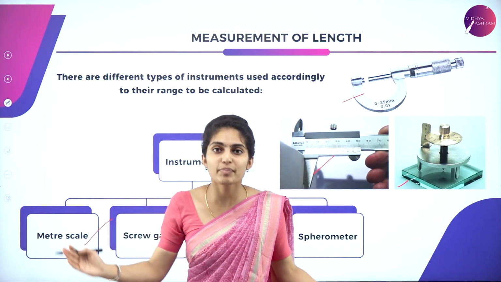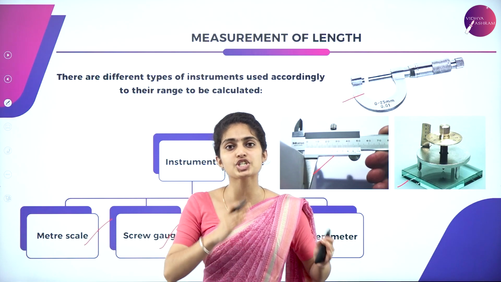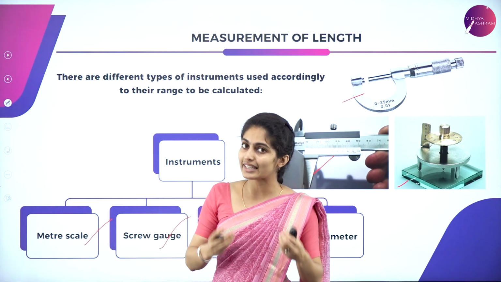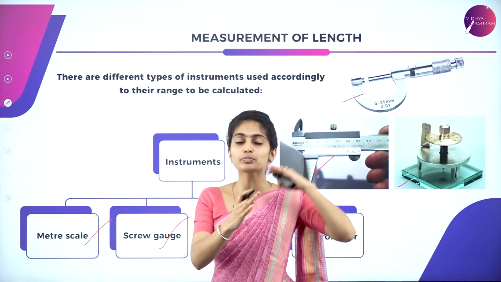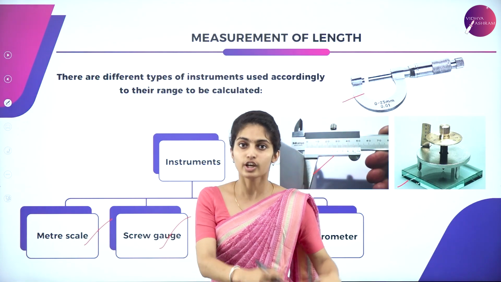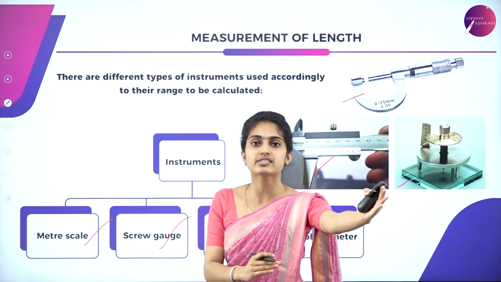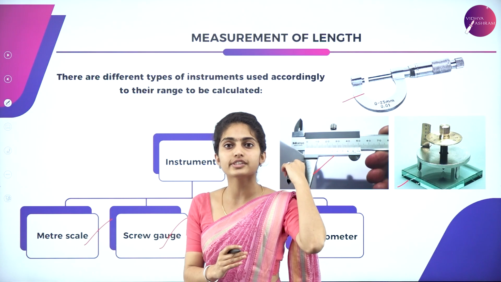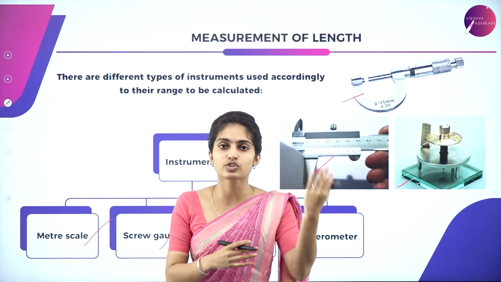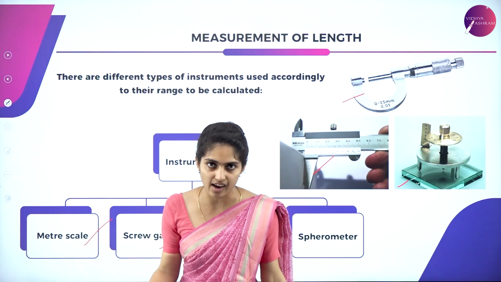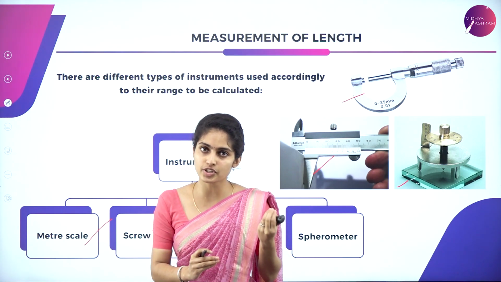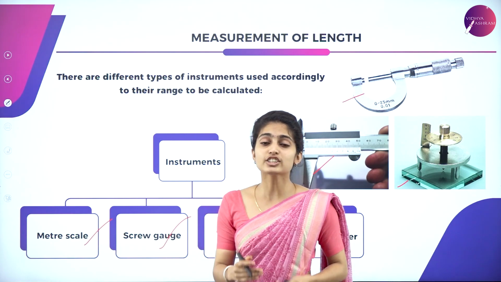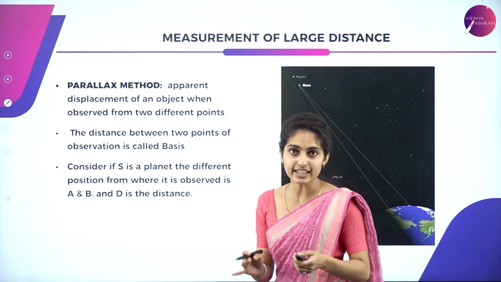When it comes to a big range, that is, when we have to measure a large distance, you can take the example of planets. From Earth, you will have to measure the distance of Mars, Neptune, Pluto, Saturn, any planets or any stars like that. In order to measure such a distance, there is a certain kind of method which is used. That method is known as the parallax method.